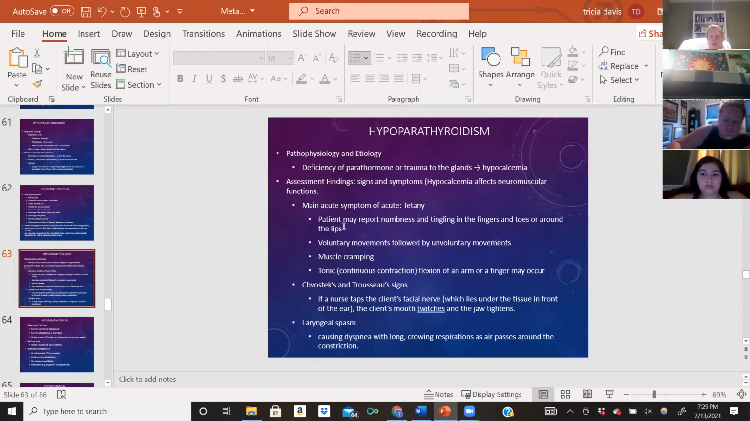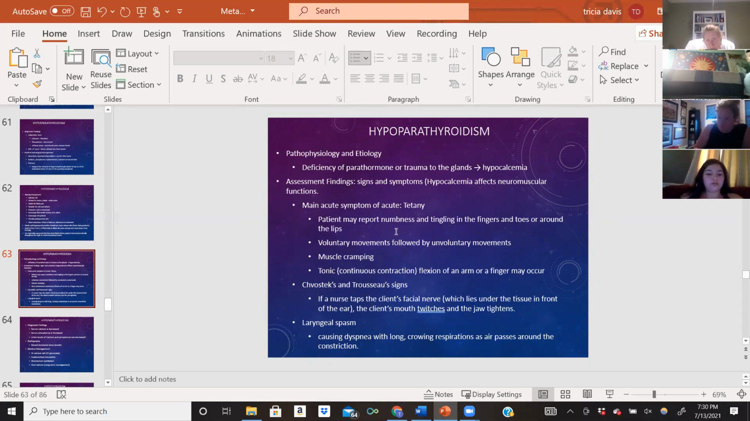All right, hypoparathyroidism. This is the complete opposite. This is a deficiency of parathyroid hormone or trauma to the glands. If they've had some kind of trauma to the glands, it's going to cause hypocalcemia. The signs and symptoms that we see in these patients are going to be directly related to the low calcium levels. Those low calcium levels are going to affect our neuromuscular functions, so the main acute symptom that we see in these patients is tetany.